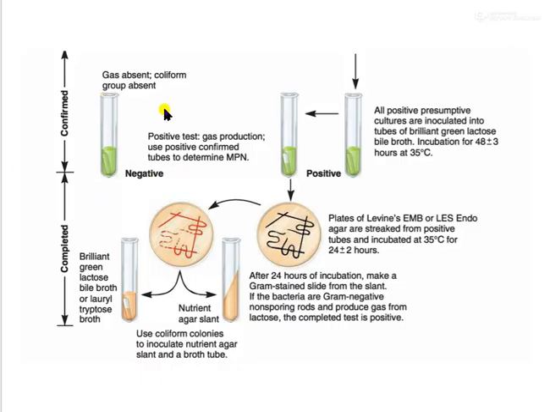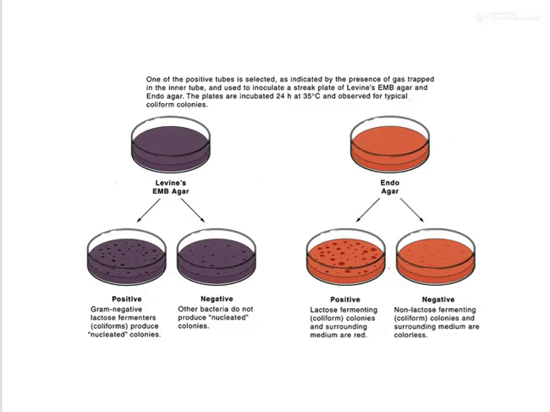So from the confirmed test, when the gas is present, you take some and streak it onto the EMB or the endo agar, and after that you check how the colony looks. Okay. Now, how can you infer whether it is a coliform bacteria? If it is on EMB agar, if it's a positive reaction, you will form nucleated colonies on EMB agar. And other bacteria will not form nucleated colonies.